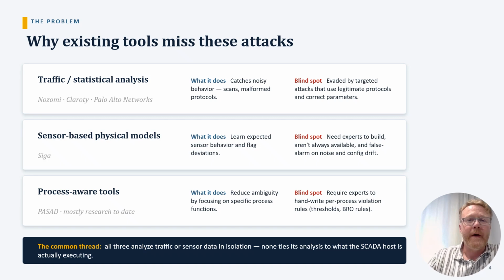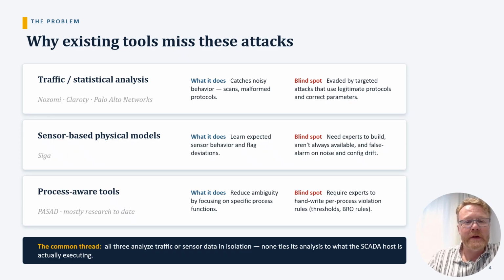The next family is the sensor-based physical models, which basically means a level 0 monitoring of electrical signals directly from sensors and actuators. I was able to find one company that does this. It's listed there as SIGA. There may be others, but I didn't dig further than what I was able to find.